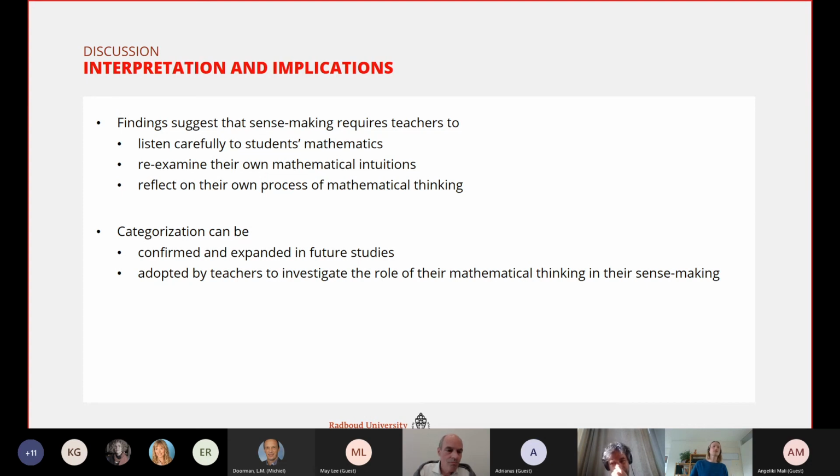I think this categorization can hopefully be confirmed and expanded in other studies in other contexts. And I hope it can also help in developing a conceptualization of teachers' mathematical thinking, because I think that's much needed. It can also be adopted by teachers or people who help support teachers to investigate the role of their mathematical thinking in their sense making.